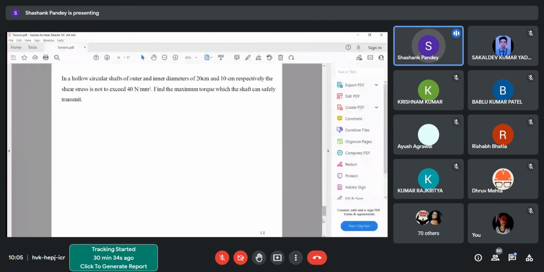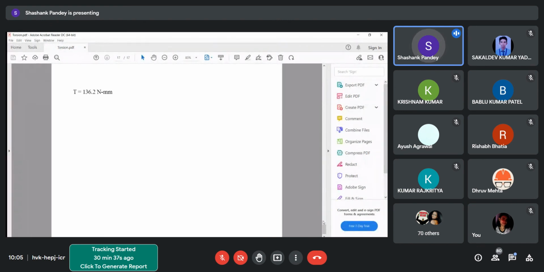If you work out the magnitude of the torque, you will get this value, 136.2 Newton per mm. So with this, we have almost covered this unit of torsion. One small derivation is left, which we will take in our next class. So I will stop here.